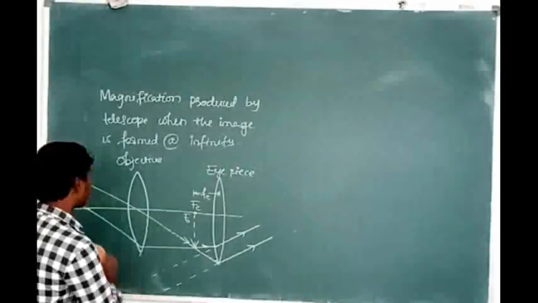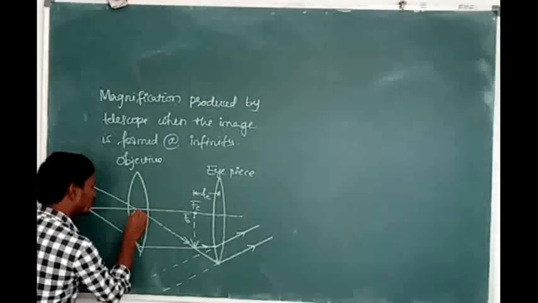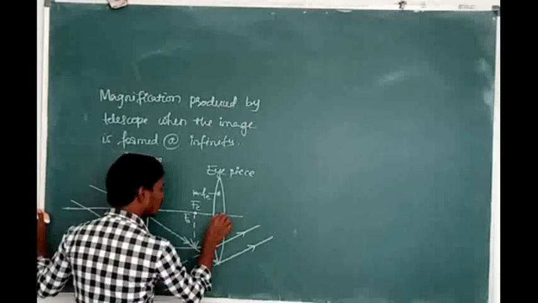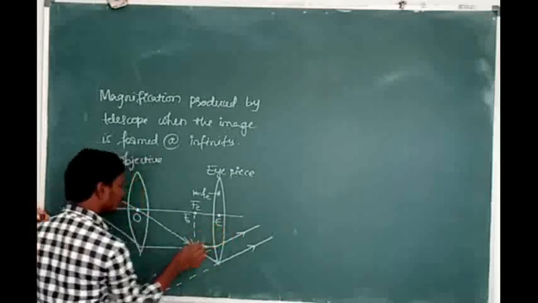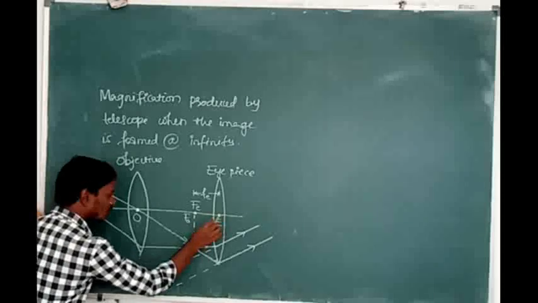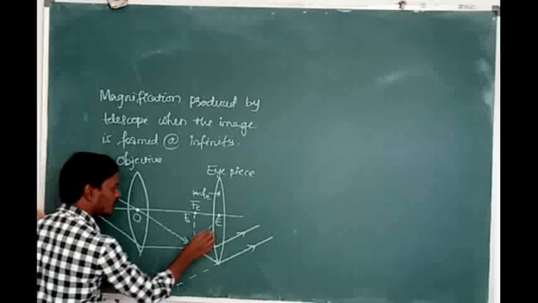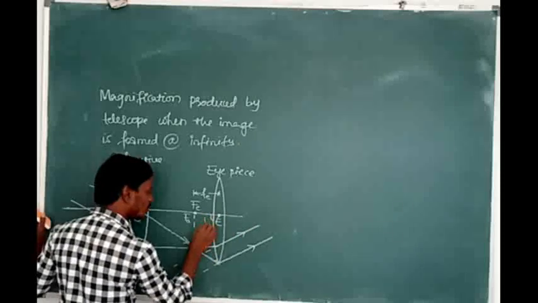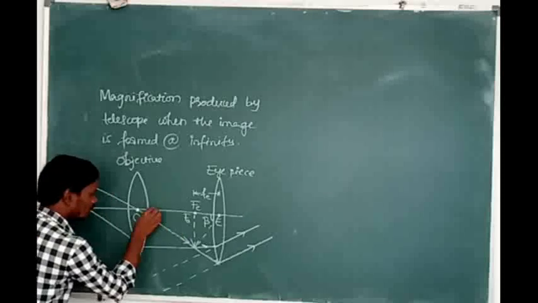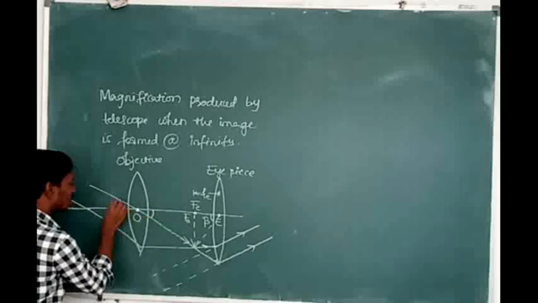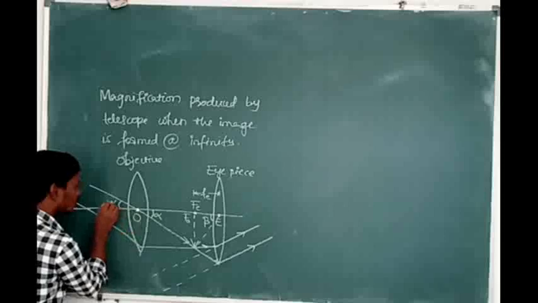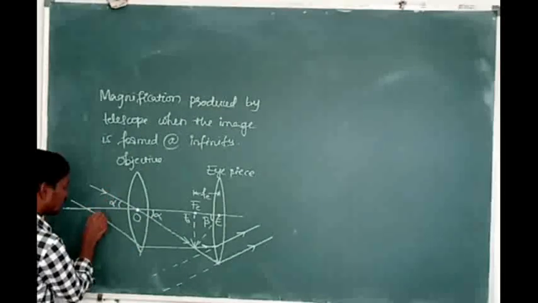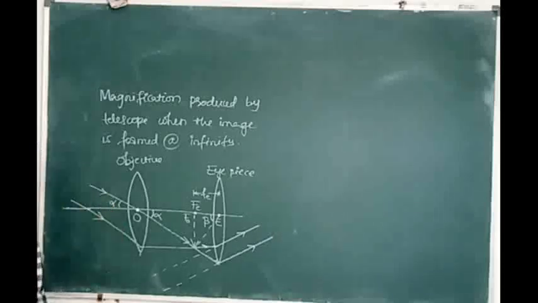Okay. Now it is an objective lens and it is an eyepiece. The optical center of the objective lens can be taken as O and the optical center of the eyepiece can be taken as E. Then the angle subtended by the image with respect to the eyepiece, means with respect to the eye, can be taken as beta, and the angle subtended by the object with respect to the eye can be taken as alpha. Now we are going to find the magnification.